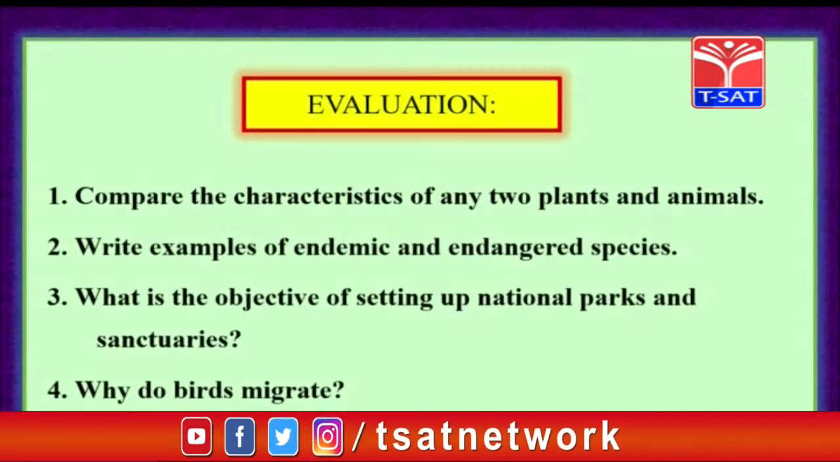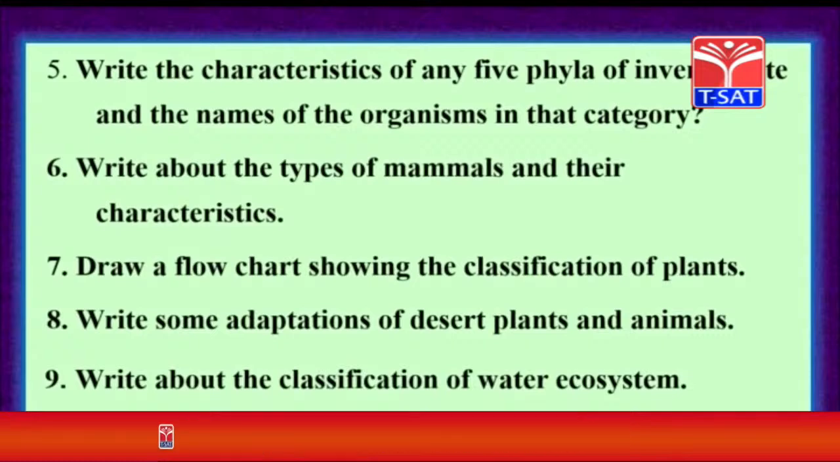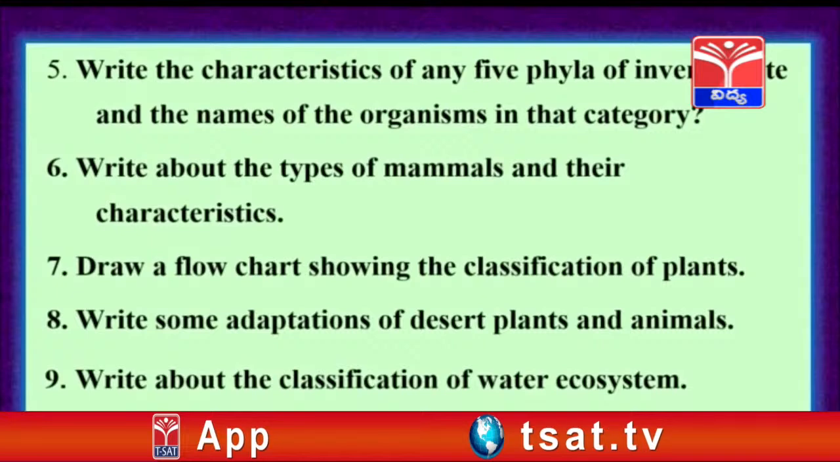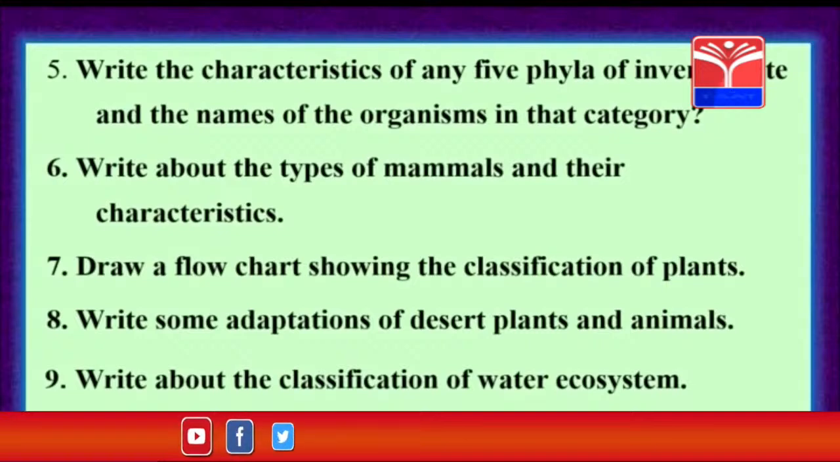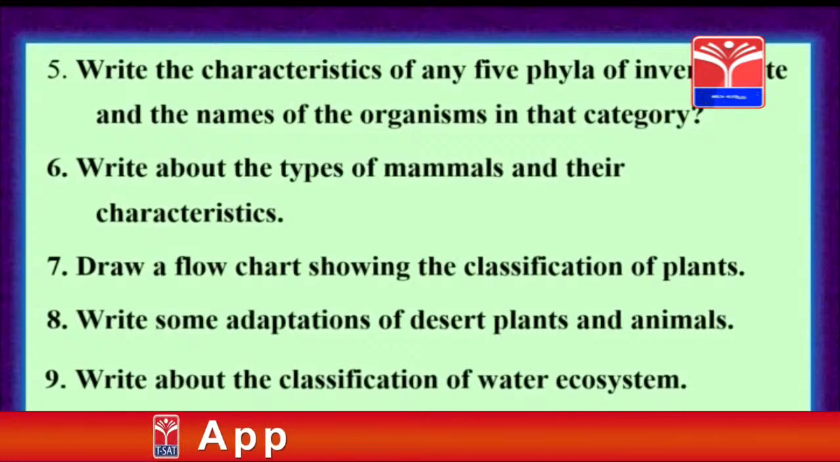Why do birds migrate? Write the characteristics of any 5 phyla of invertebrates and the names of the organisms in that category. Write about the types of mammals and their characteristics. Draw a flowchart showing the classification of plants. Write some adaptations of desert plants and animals. Write about the classification of water ecosystems.